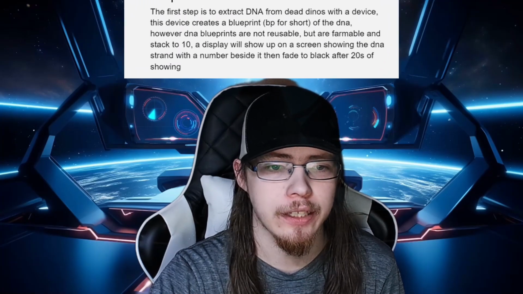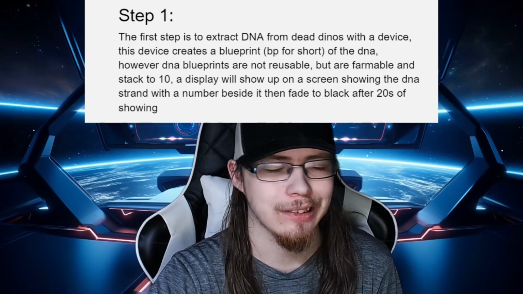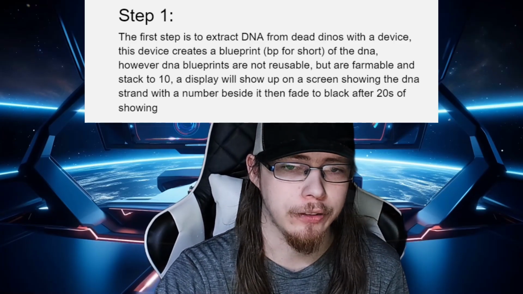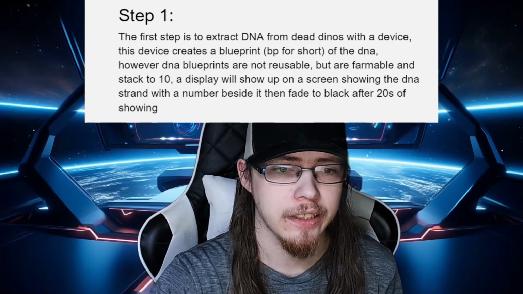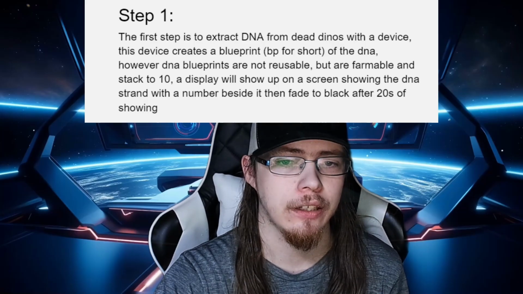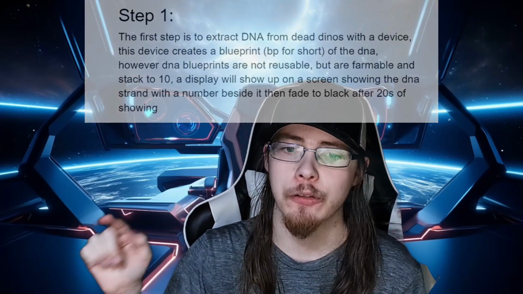So a display will show up on a screen showing the DNA strand with a number beside it, then fade. Wait, what? Okay, hold on. A number will show up on a screen. The device that they're using will show the DNA strand with a number beside it, then fade to black after 20 seconds of showing it. So this will indicate that you have a certain amount of DNA blueprints, which are basically DNA strands, that you can then use to create a dinosaur.